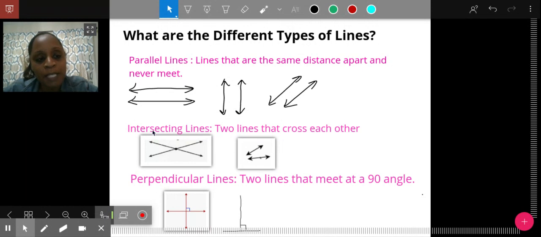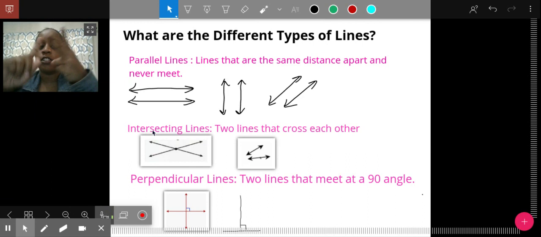Today, we're going to spend some time reviewing some of the concepts that you learned on Tuesday, and we'll also be going over identifying the properties of different quadrilaterals. So this week, you learned about the different types of lines. You learned about 3 types of lines. You learned about parallel lines, intersecting lines, and perpendicular lines.